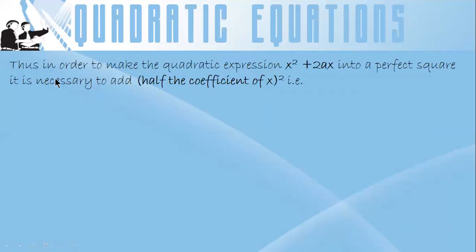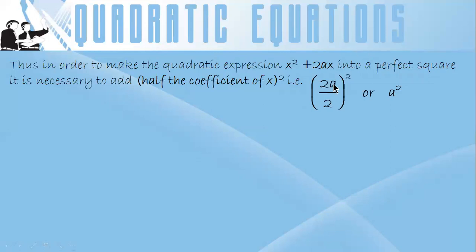So, in order to make the quadratic expression x squared plus 2ax into a perfect square, it is necessary to add half of the coefficient of x, and then square it. Here, the coefficient of x is 2a, so divide it by 2 because it is half. Half of the coefficient of x, 2a divided by 2, is just a. Square that, and you get a squared. That is what you add.